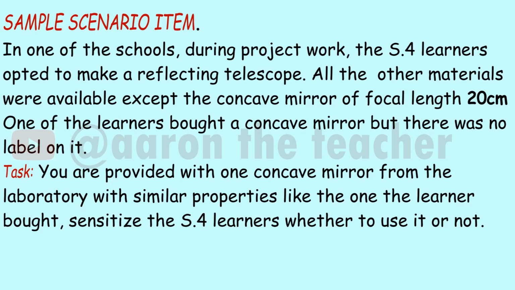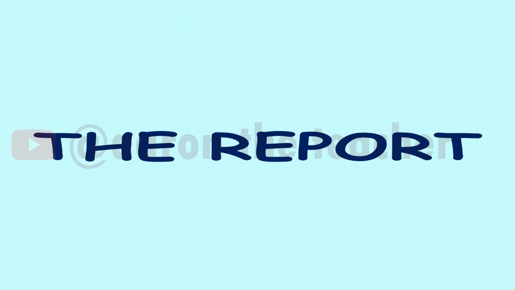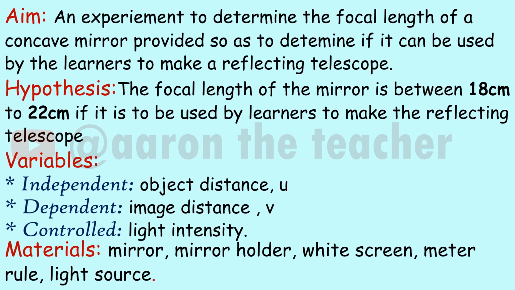As we all know the flow and all the stages we go through to write a practical, where it has got the aim, the hypothesis, the materials, the setup, as we shall flow together. Let's go together and we see how the aim is. Now, in this particular practical, I've used this aim. It is saying an experiment to determine the focal length of a concave mirror provided so as to determine if it can be used by the learners to make a reflecting telescope.